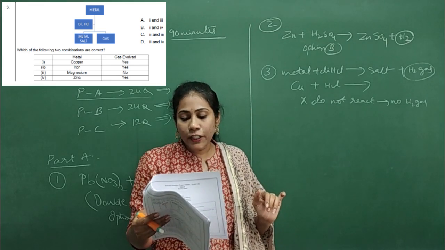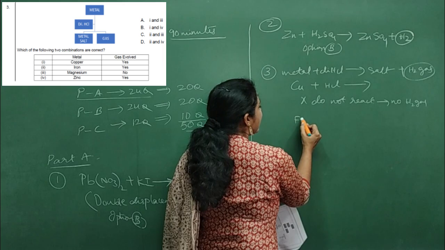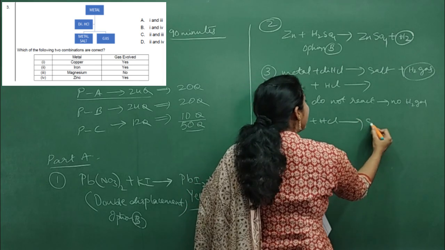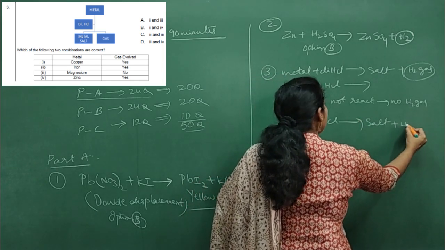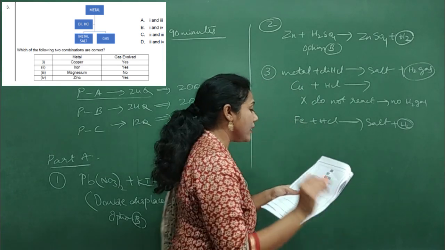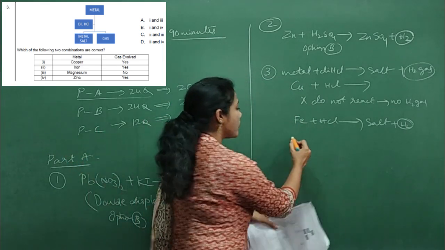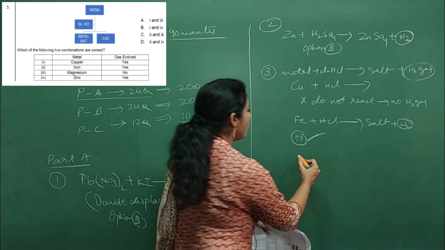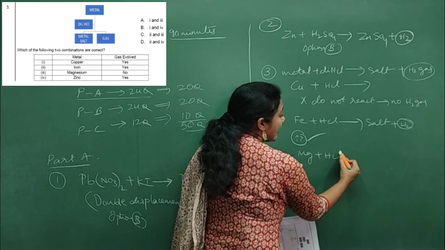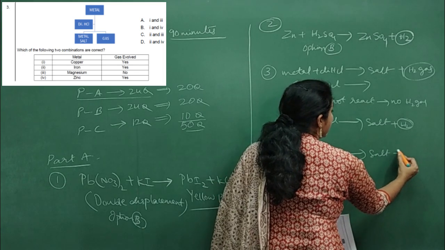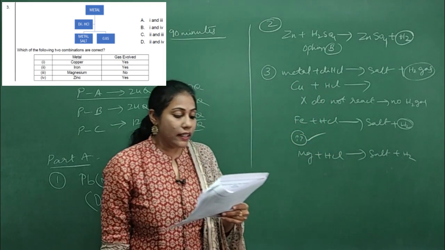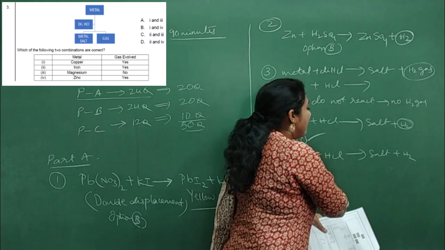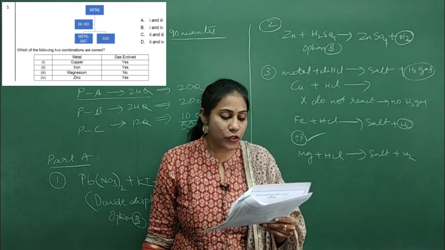Coming to the second option, iron. Can iron react with HCl? Definitely, iron's position is above hydrogen. So iron can give iron salt and it can produce hydrogen gas. So this second information is correct. Third one, magnesium. What about Mg? Mg also can react with acid and it will give salt plus hydrogen gas. But in the question they said that hydrogen gas evolved is no. But yes, magnesium gives hydrogen gas, so it's wrong.